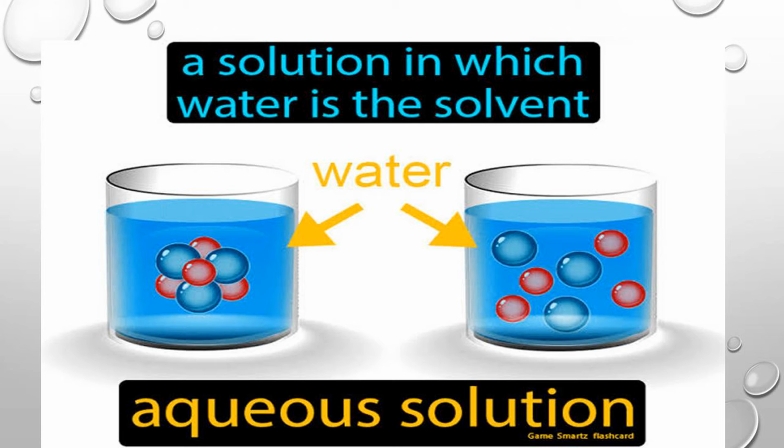First we are going to learn what is meant by aqueous solution. In the aqueous solution, water acts as the solvent. Generally ionic compounds are soluble in water to form the aqueous solution. For example, salt in water.